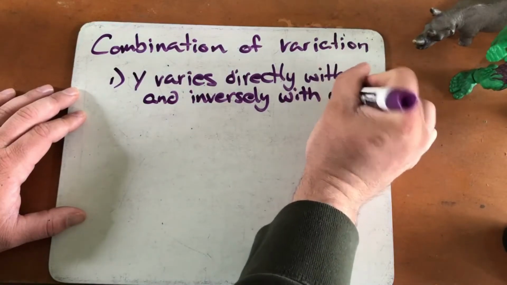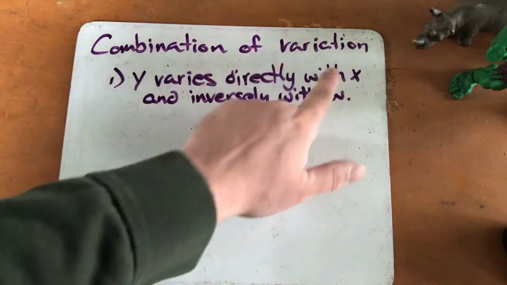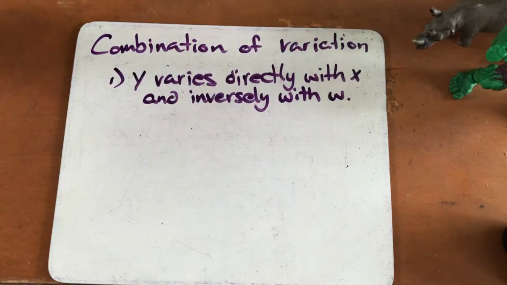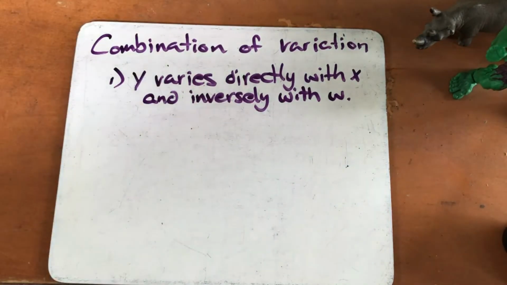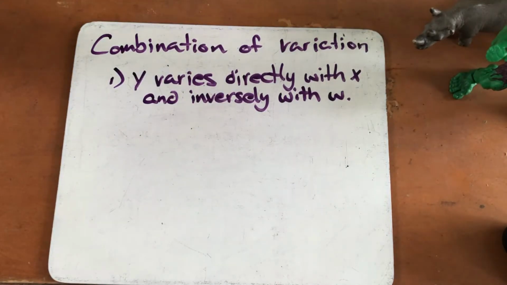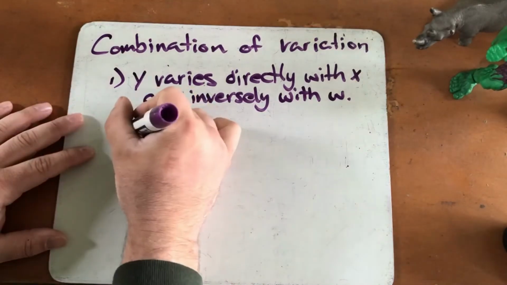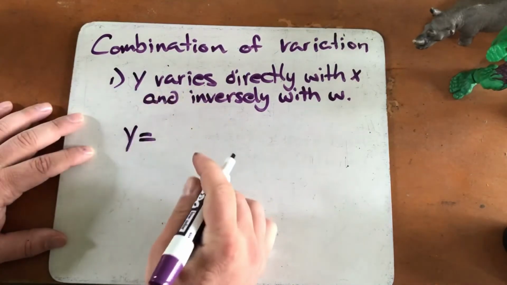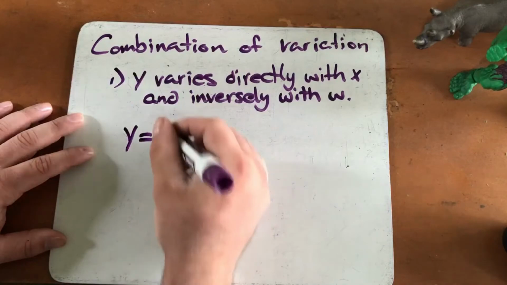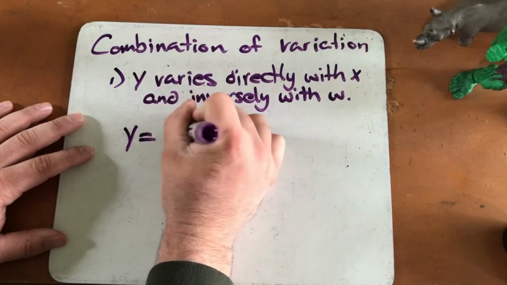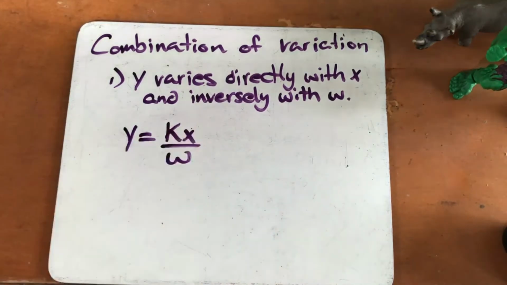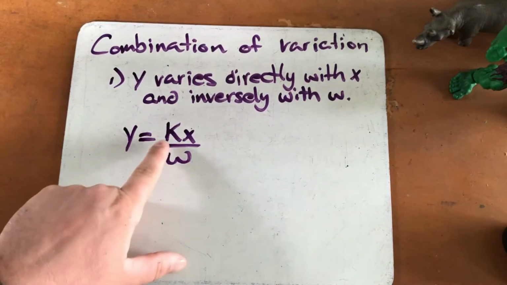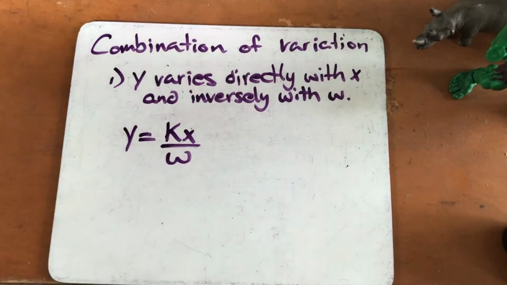with w. So varies directly tells me what goes in the numerator. Varies inversely tells me what goes into the denominator when I'm setting up my direct or inverse variation. So I have y equals, it varies directly with x, so I have a kx so far, and inversely with w, so over w. Y varies directly with x, inversely with w.